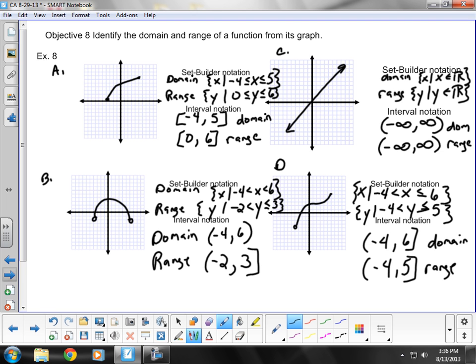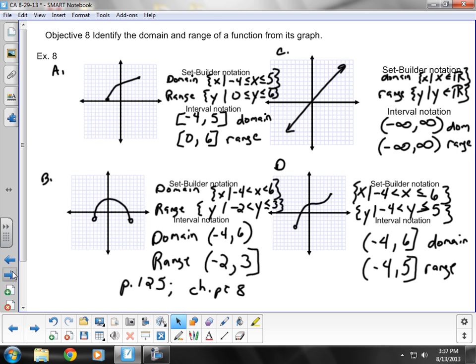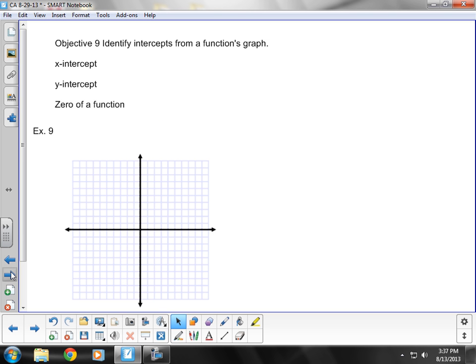Okay, so lots of examples. You try it now. If you will look in your book on page 125, there's checkpoint 8. And then we have one last objective, and we're through with this section. So we've got objective 9.